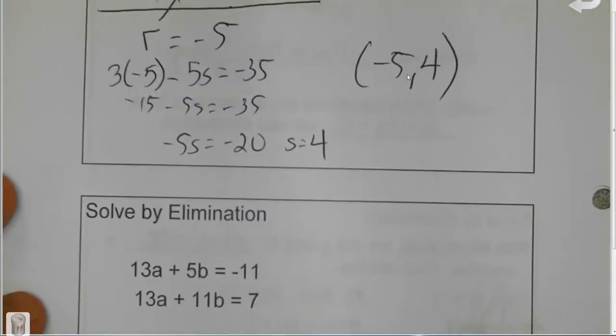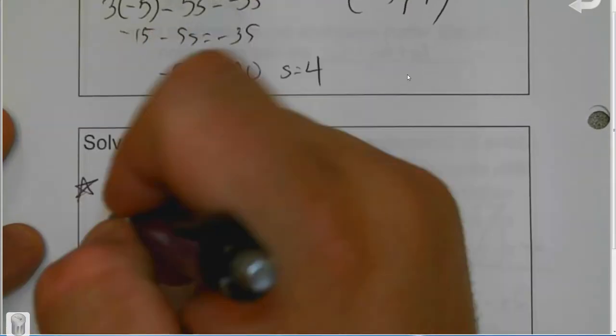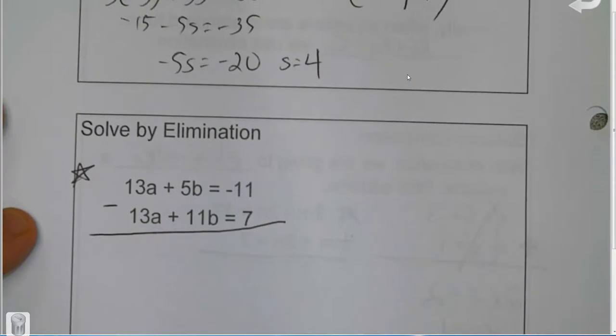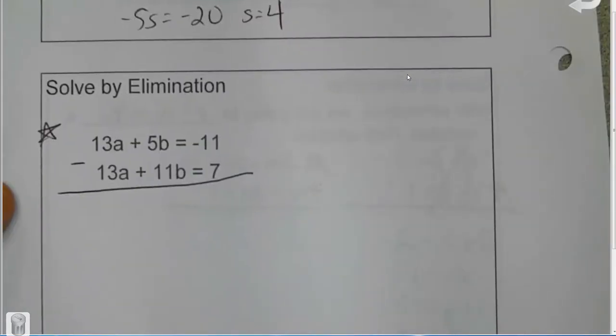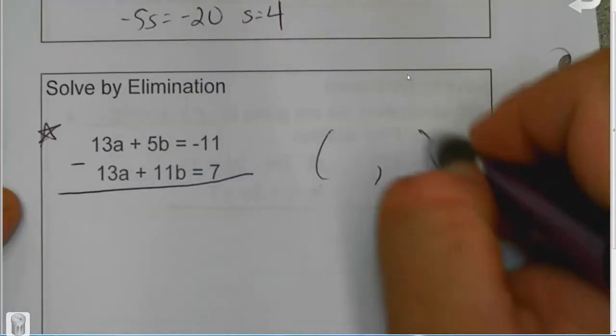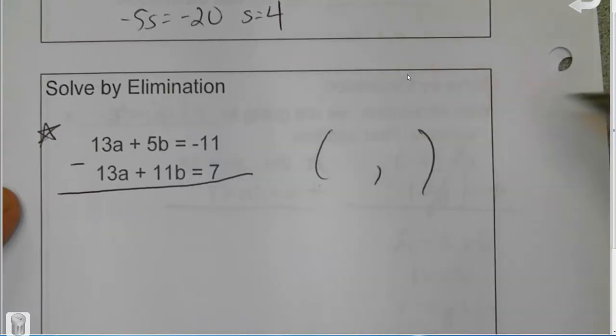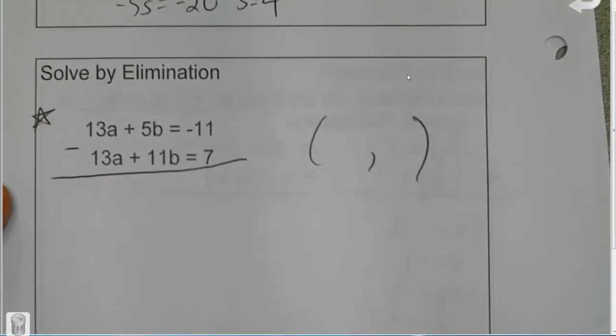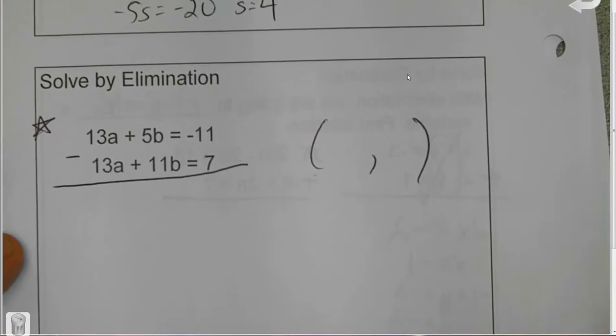So now I want you to try one by subtracting. And we'll check these answers in class tomorrow. Again, remember, you should finish with an ordered pair. A first, B second. Hopefully you know which ones you're going to be subtracting there.